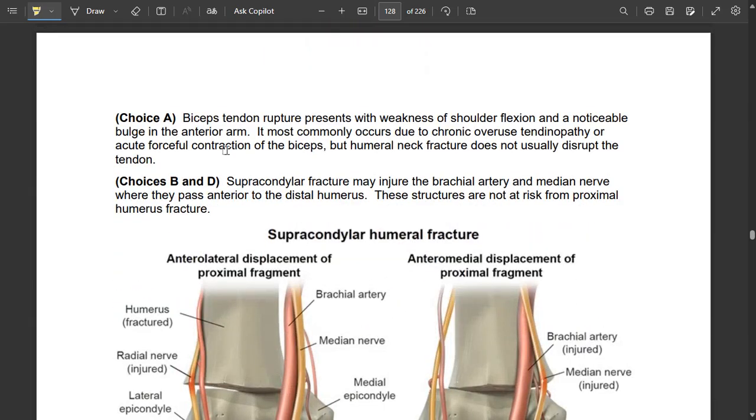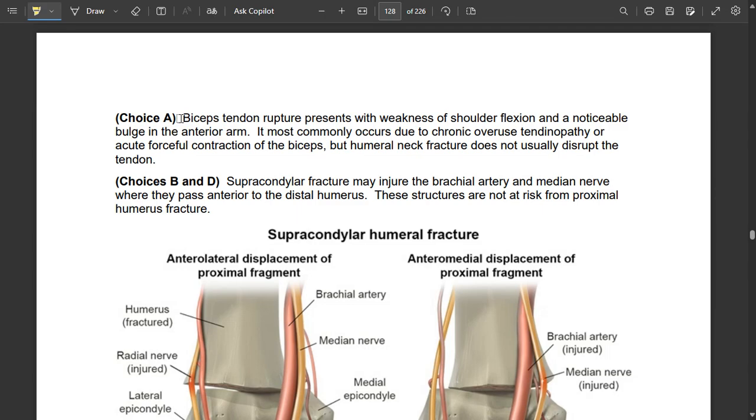Okay. Then, biceps tendon rupture. Biceps tendon rupture presents with weakness of shoulder flexion and a noticeable bulge in the anterior arm. It most commonly occurs due to chronic overuse tendinopathy or acute forceful contraction of the biceps. So acute forceful contraction of the biceps can cause biceps tendon rupture.